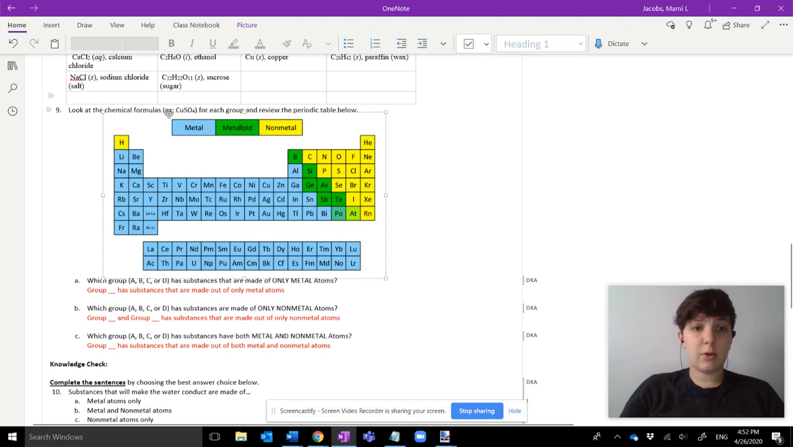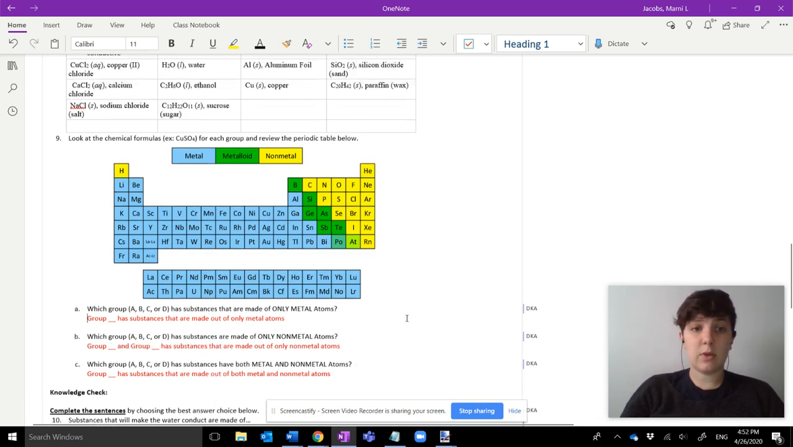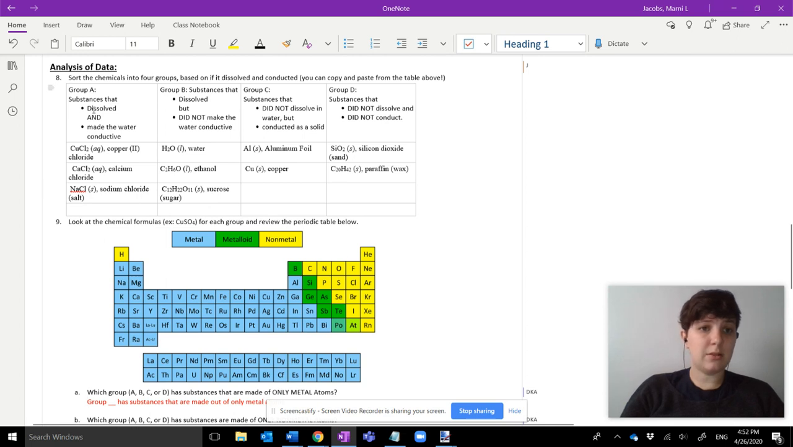We're going to look at the chemical formulas for each of the groups that we sorted above, and we're going to use this periodic table to help us. Question A is asking which group is made of only metal atoms, B is which group is made of only non-metal atoms, and C is which group is made of both metal and non-metal atoms. So I'm going to scroll back up to our table here. Let's take a look at group A.